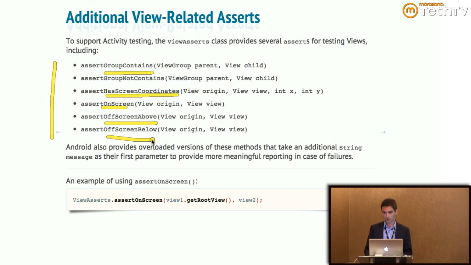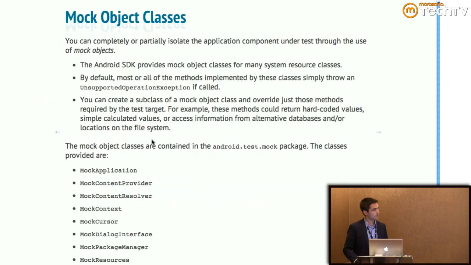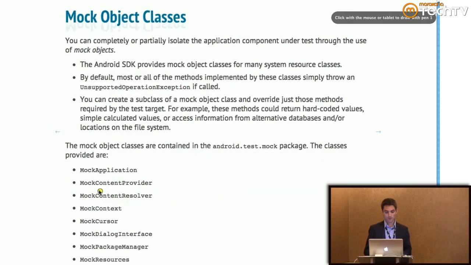So those are some specialized asserts. In addition to that, we mentioned the mock object. So I basically said, look, your application is running inside of a live ecosystem. So it expects certain things. It expects to have the application object. Well, if it doesn't, you may want to mock it, right?